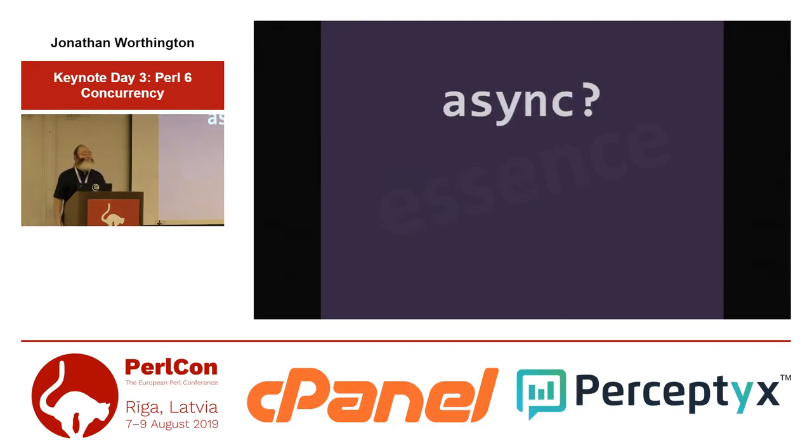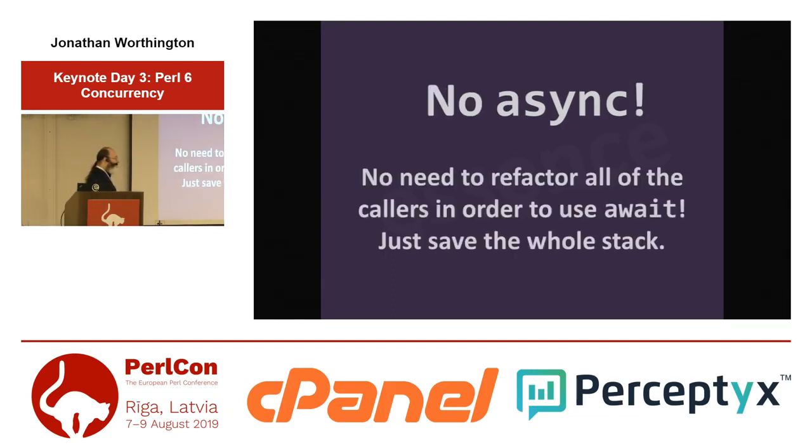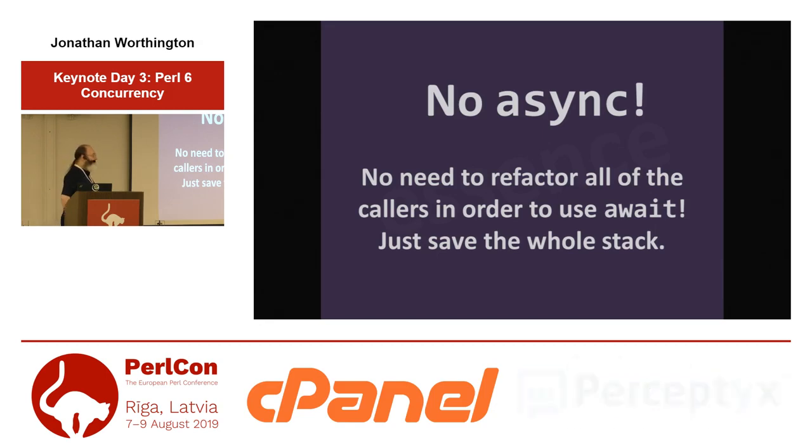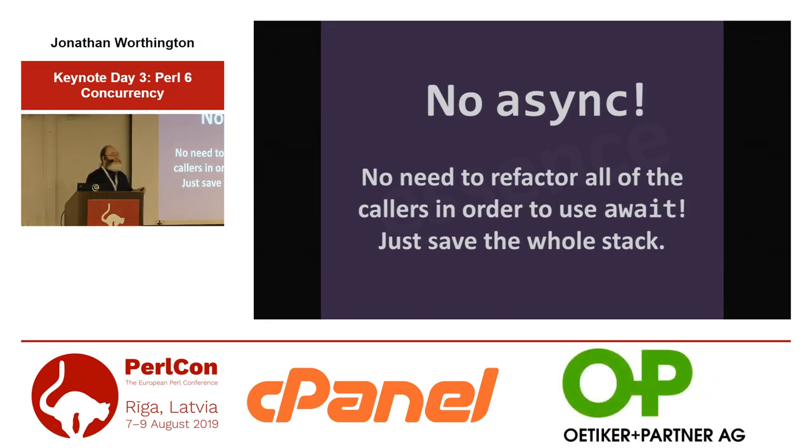Did you spot something missing in my example earlier? Where's the async? Because we all love refactoring our code so that we can have all of the callers be async, right? No, we don't. In Perl 6 there's no async. You just await. And it says, okay, I'll just take the whole stack, save it somewhere, and when we get back to this task, we'll schedule it somewhere and continue running it. That's decidedly harder to implement, but it's definitely a lot nicer to use.